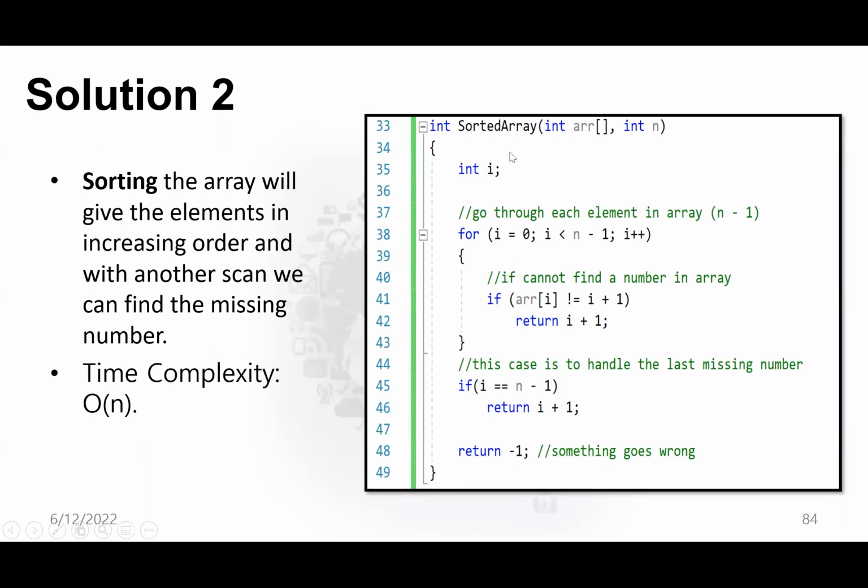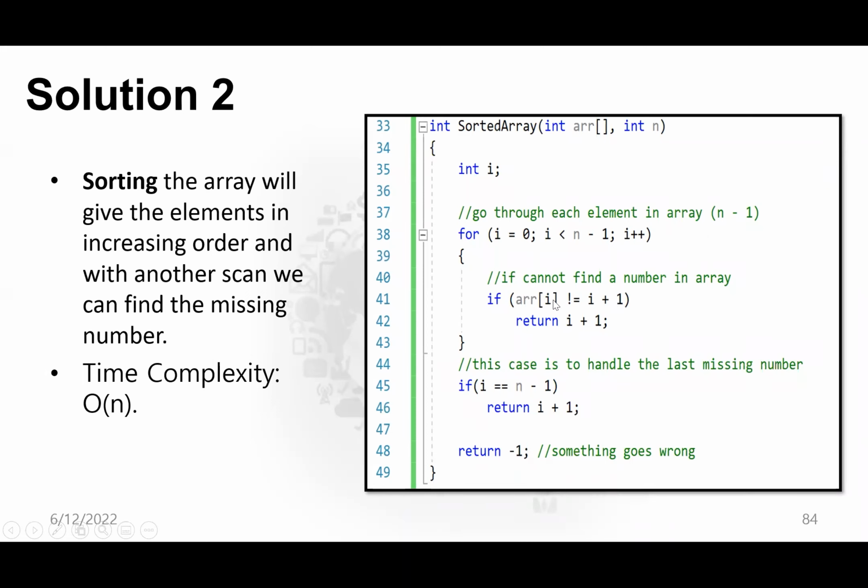Let's assume that when I call this second method, my array is already sorted. If I know my array is sorted, I can just go through every element. If it's sorted 1, 2, 3, 4, then 6, 7, 8, right? Every time I go through each element in the array, starting from index 0, it must be 1. Array 1 must be 2, and so on.